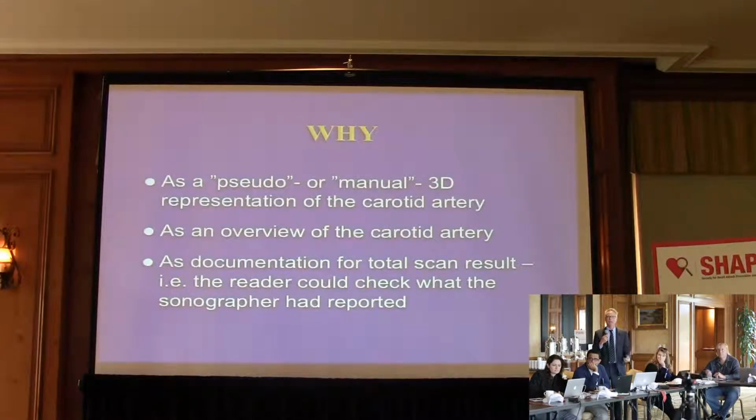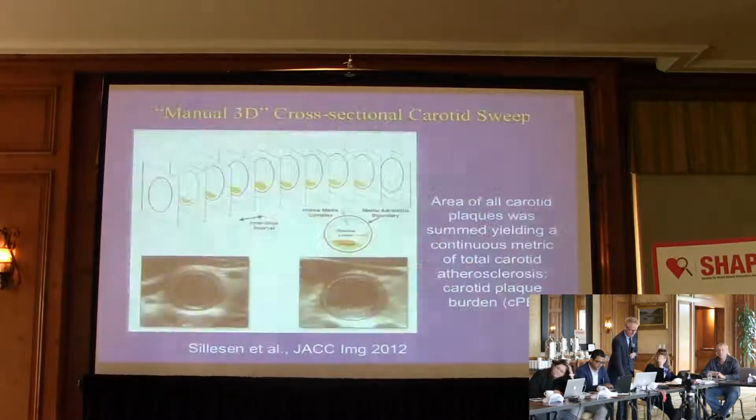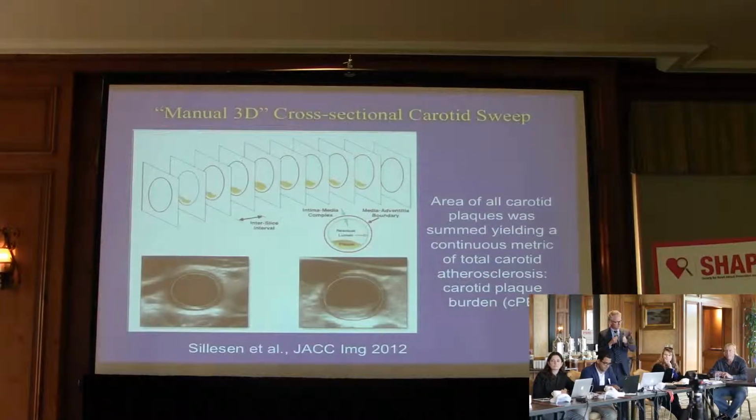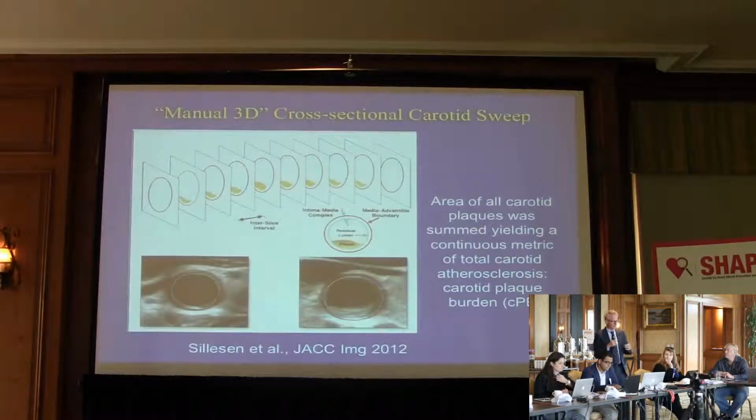We did this to have a pseudo or manual 3D representation of the carotid because we didn't have 3D ultrasound at that time. We did it to have an overview of the carotid artery, and also as documentation of the scan results. So, if the sonographer had not identified disease, we can check it afterward. The way we read it was, as you would read anything in 3 dimensions, that we looked through that. We had software which could identify the borders of the carotid artery, and when we had plaque, the plaque was outlined. All these plaque areas in each of these images were summarized into a number. Then we took this number from both sides of the carotid and termed that carotid plaque burden.